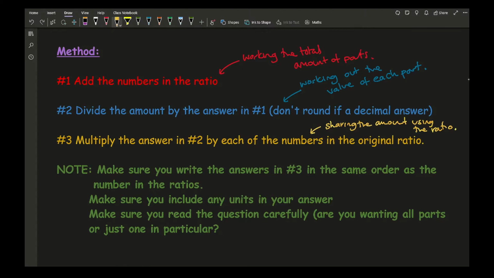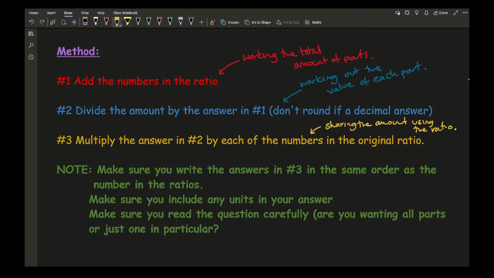So for example, if you've got two numbers in the ratio and your first number is bigger than the second, then your answer, the first number, should be bigger than the second number. So the size of your answer in step 3 must be representative of the ratio that you have in your original question. The second thing is make sure you include any units in your answers. So if you're sharing money, make sure the units of your answer are in money. If you're sharing weight, then again, make sure you've got your weight units, etc.